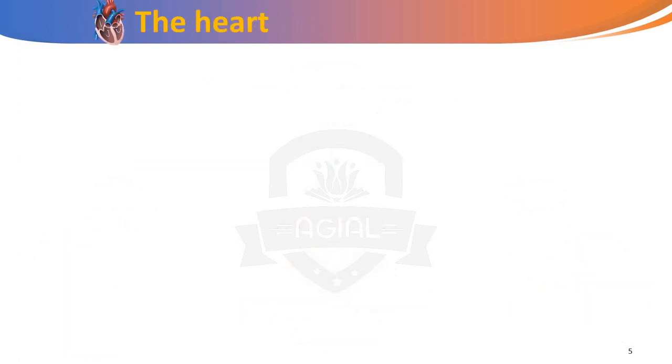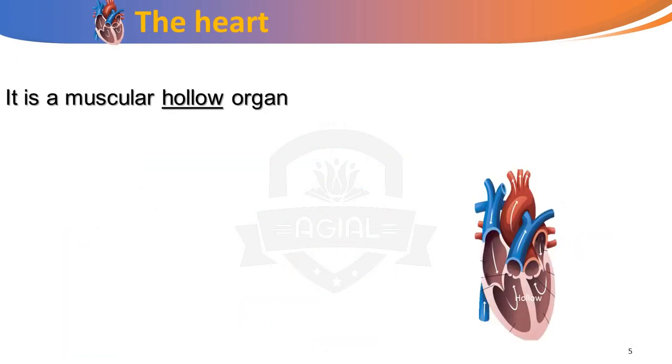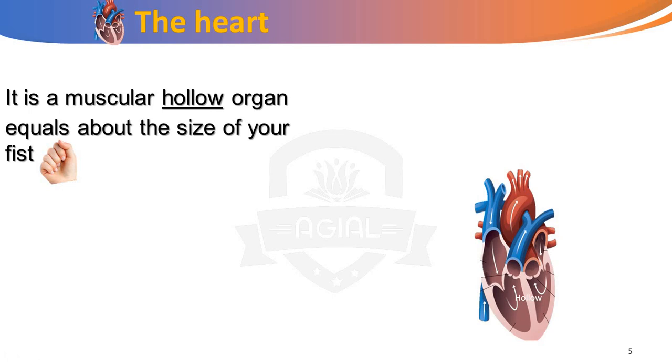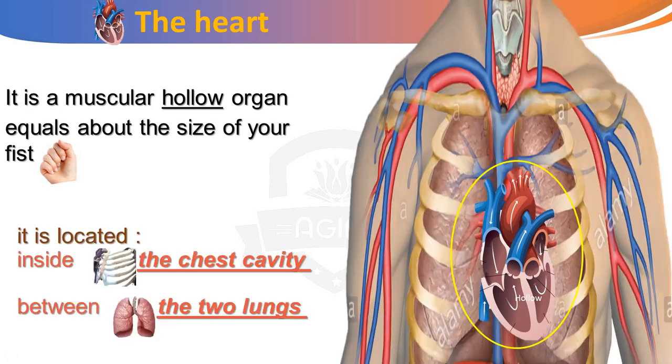Firstly, the heart. It's a muscular, hollow organ. Hollow means that there is a space to contain the blood. The size of the heart is equal to the size of your fist. The heart is located inside the chest cavity between the two lungs.